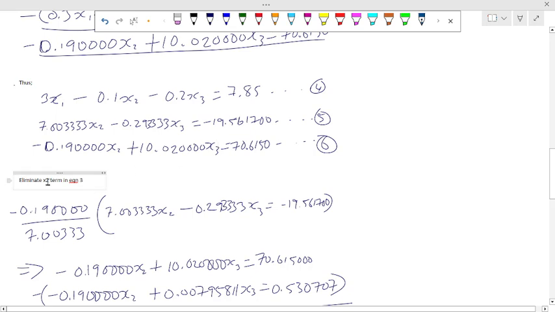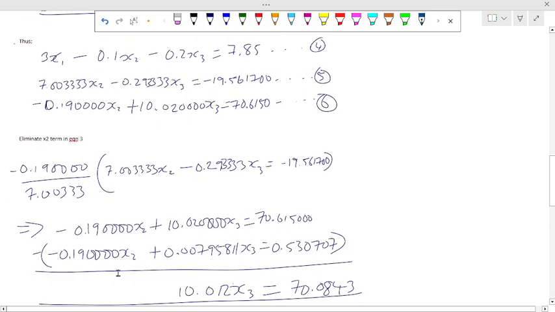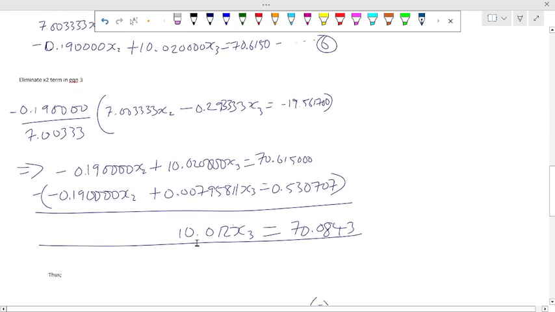So we are going to eliminate the x2 term from equation 3 by repeating the same process. What is the coefficient of x2 in equation 3? You bring it here. Coefficient of x2 in equation 2, you bring it here. Multiply by equation 2. You will get this result. This result, you now subtract it from equation 3. That will give you this result. This will be your new equation 3.